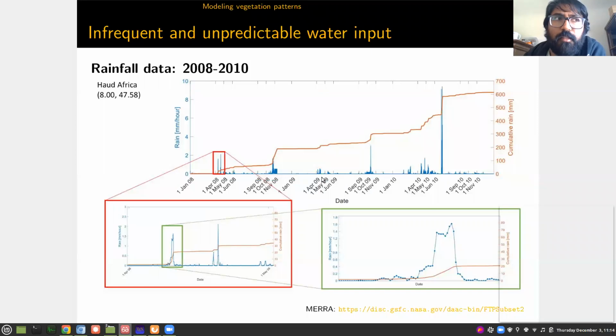And it actually gets worse than just there being limited water. In a lot of these places, the water comes in really infrequently and sometimes unpredictably. And so this is rainfall data near the region where I showed you at the beginning. And you can kind of make out there are about two rainy seasons per year in this region, but the amount of rainfall that comes in these rainy seasons really fluctuates, and there are sometimes huge storms that appear almost in between rainy seasons.